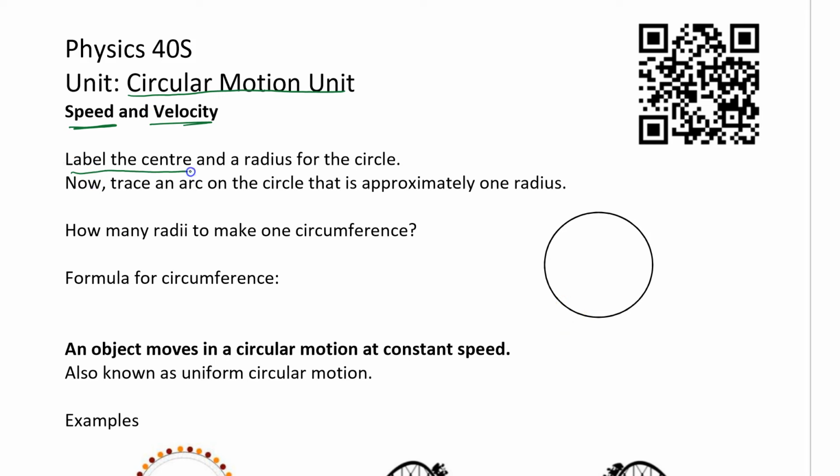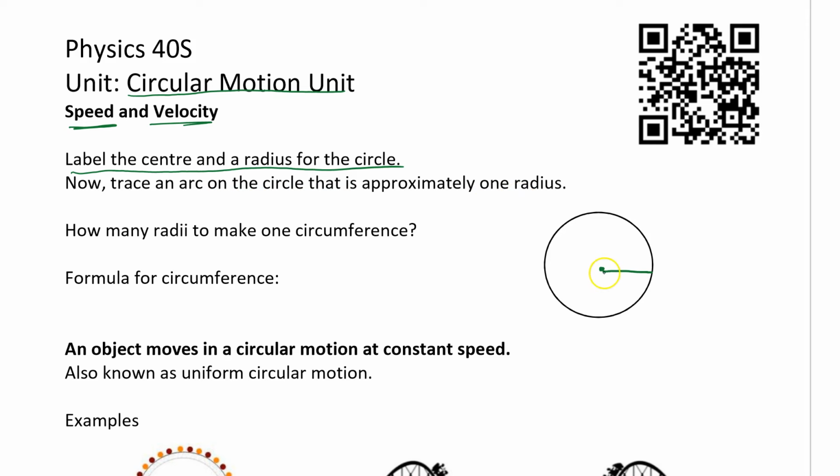Could you please now label the center and draw a radius for the circle? So I will draw the center there, and you can draw the radius anywhere. I, by habit, kind of do it this way. Now it says, trace an arc on the circle that is approximately 1 radius.